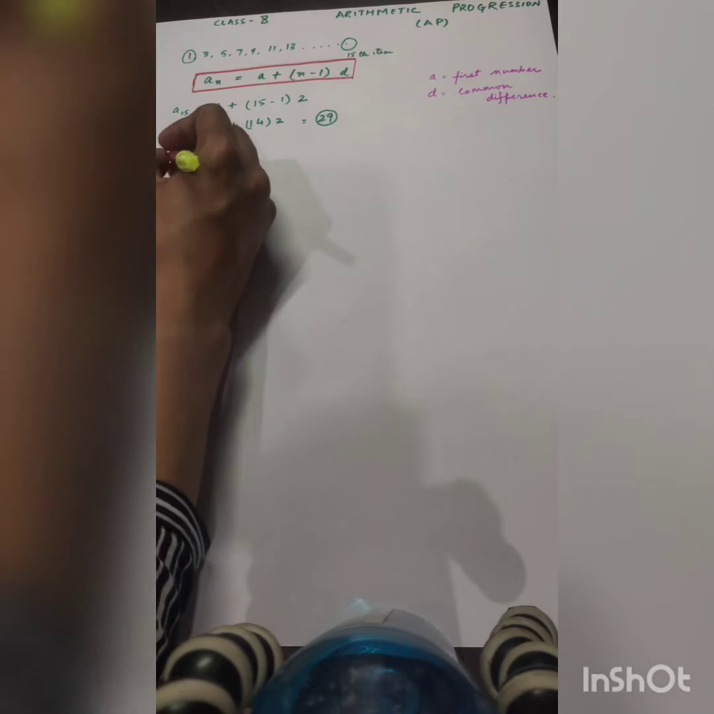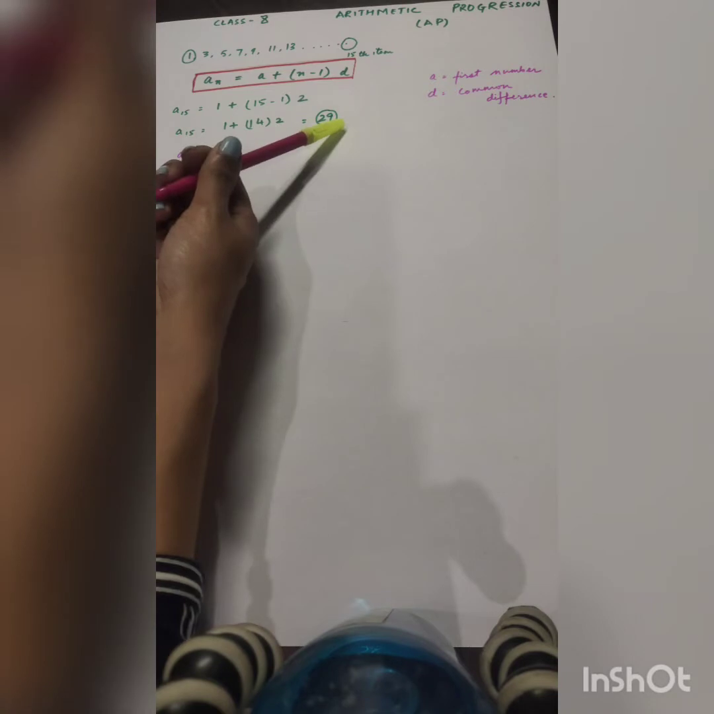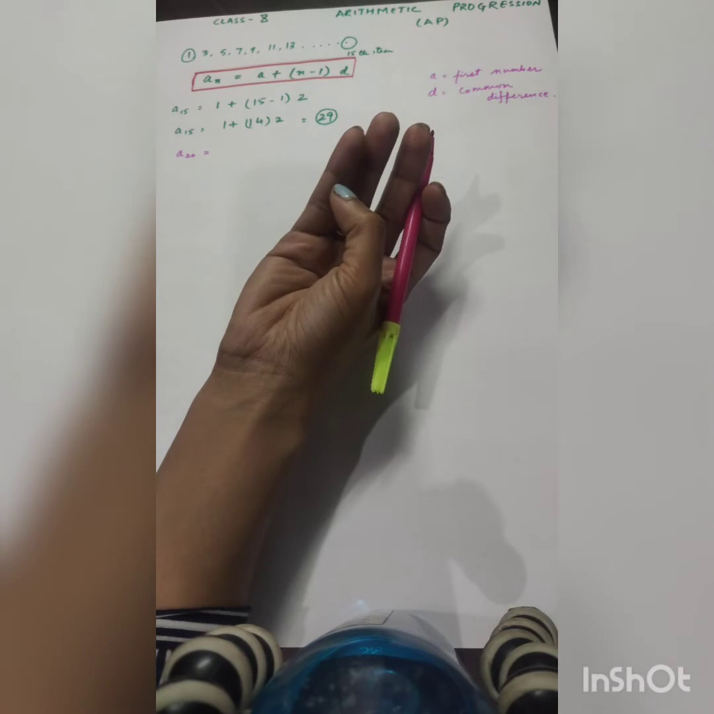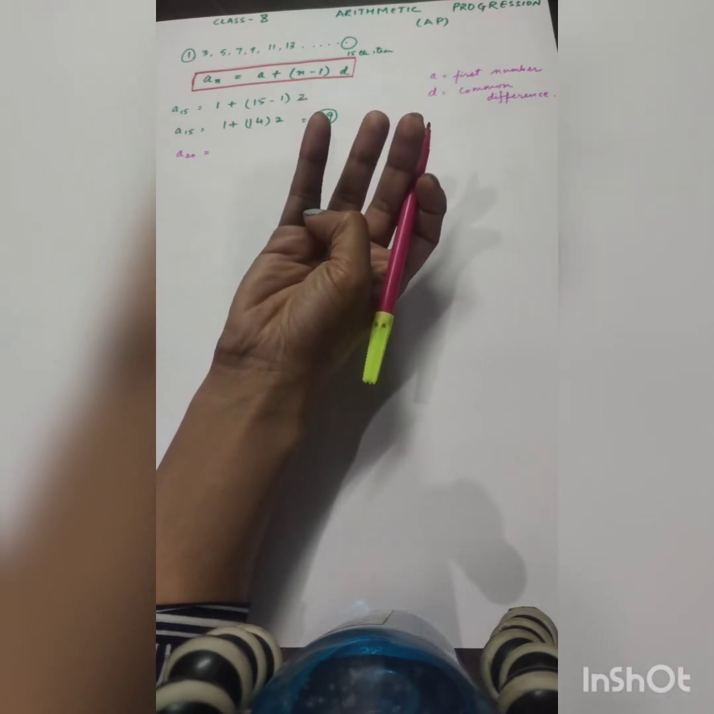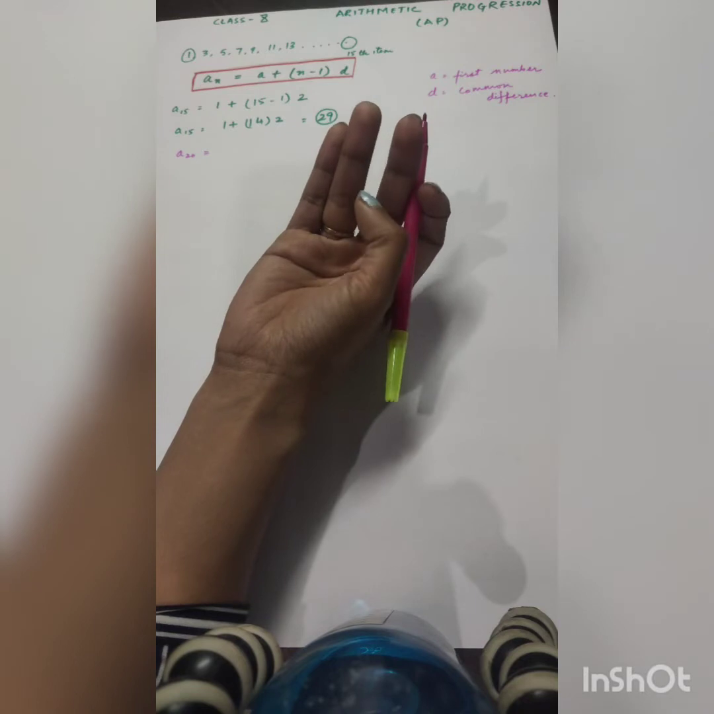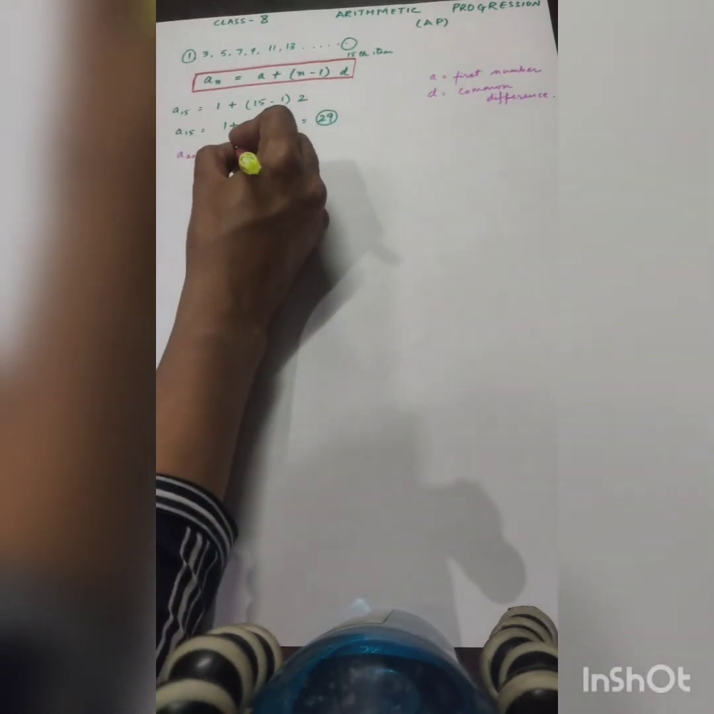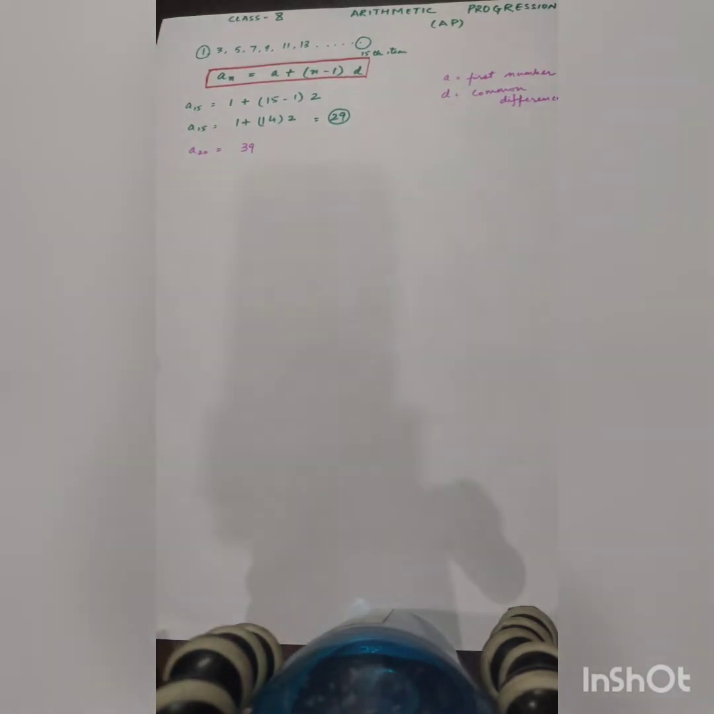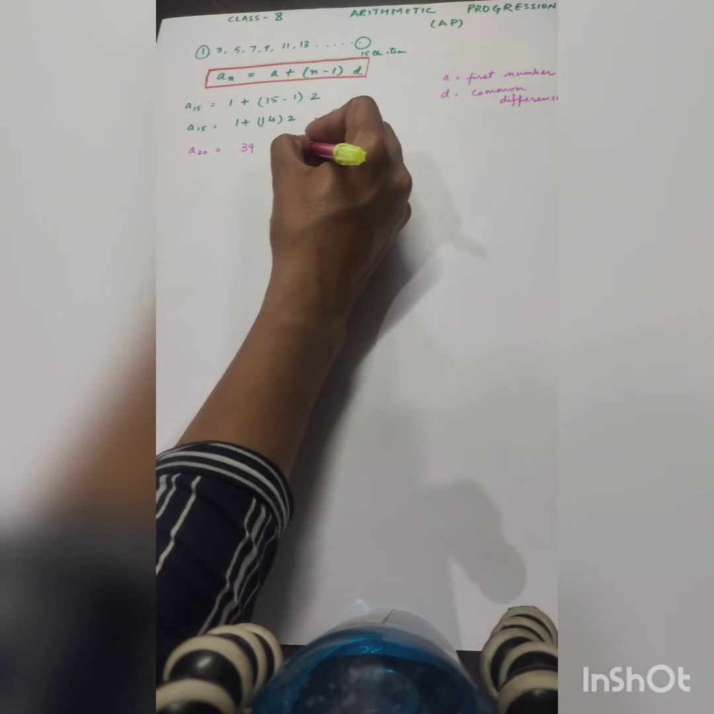Now I'm taking the vice versa thing. I'm not taking the 15th item, I'm taking say the 20th item, right? If you take that the 15th is 29, then 16th shall be 31, 17th shall be 33, 18th shall be 35, 19th shall be 37 and then 39. That means A20 shall be 39. I'm framing a question for you: if A20 is given as 39, then find N.